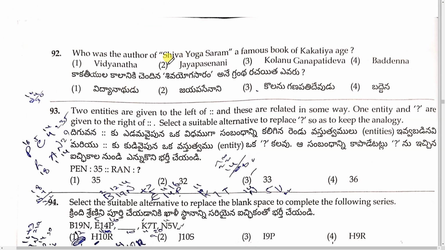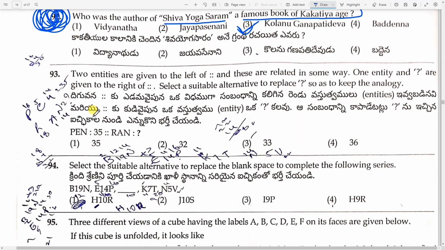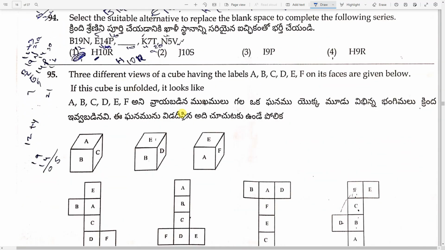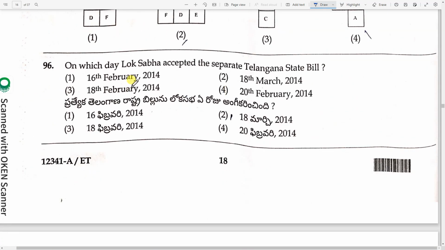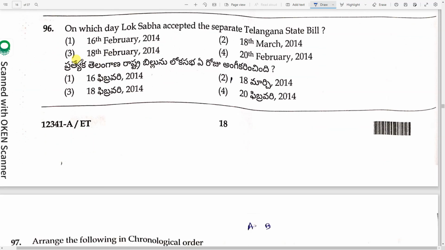Who was the author of Shiv Yoga Saram, a famous book of the Kakatiya age? So who has written this book? The most probable answer by me may be the third. I have not found the correct answer to this question. It can be wrong also. Now these questions are from reasoning and aptitude, so we will discuss them in the next part.